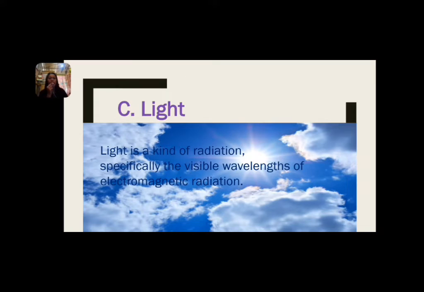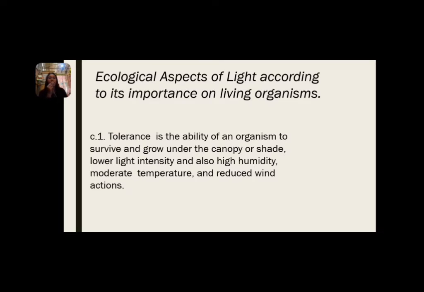See light. Light is a kind of radiation, especially the visible wavelengths of electromagnetic radiation. Ecological aspect of light according to its importance on living organisms. So first is the tolerance. Is the ability of an organism to survive and grow under the canopy or shade, lower light intensity and also high humidity, moderate temperature and reduced wind actions.